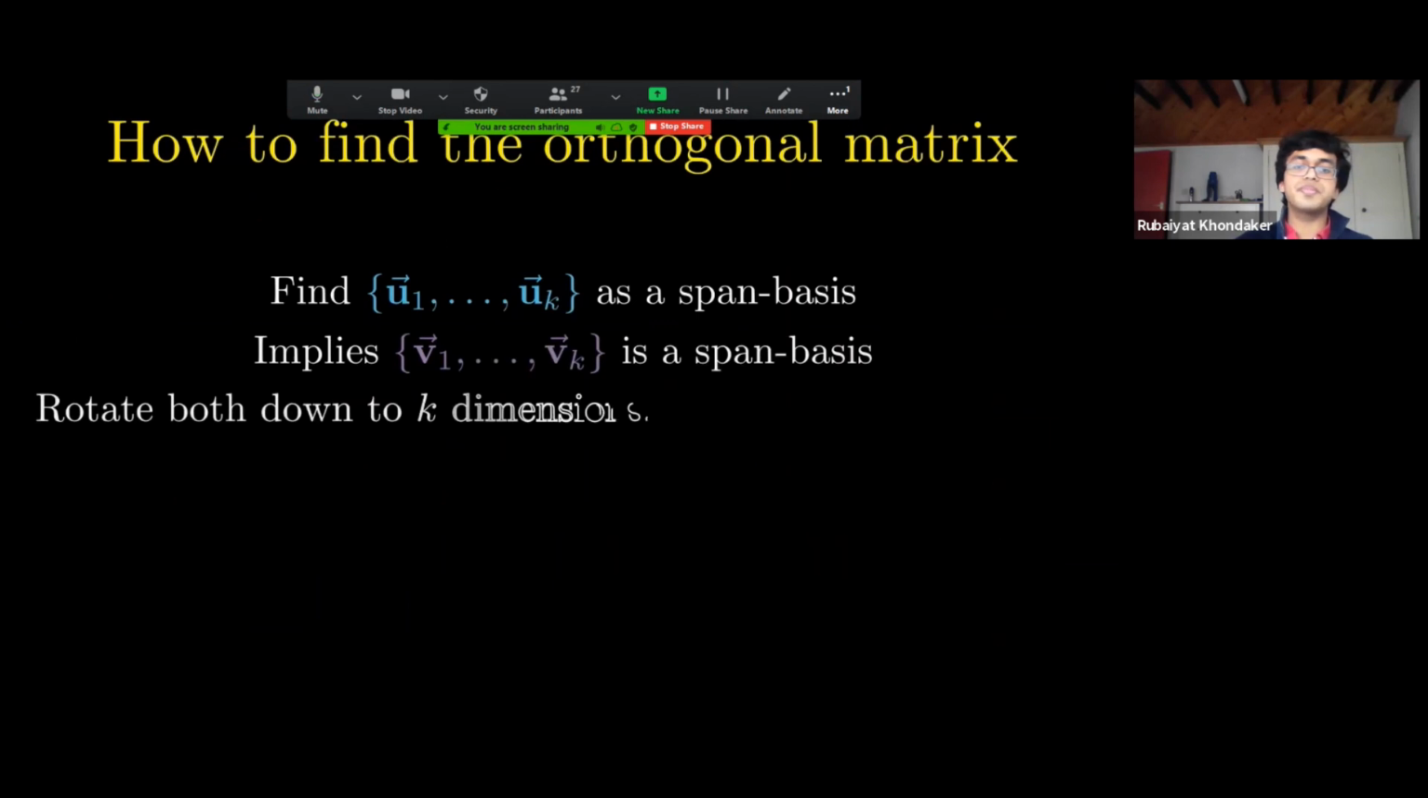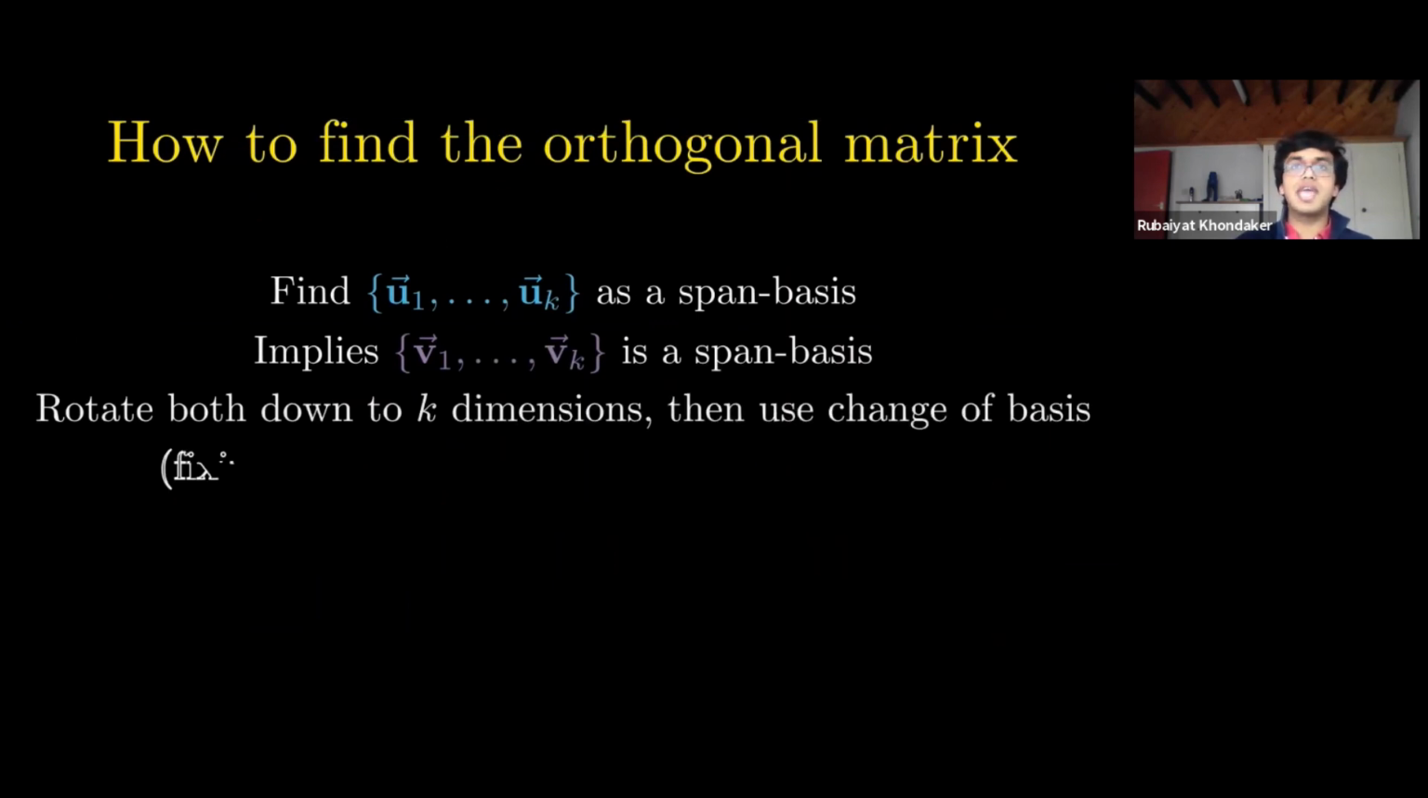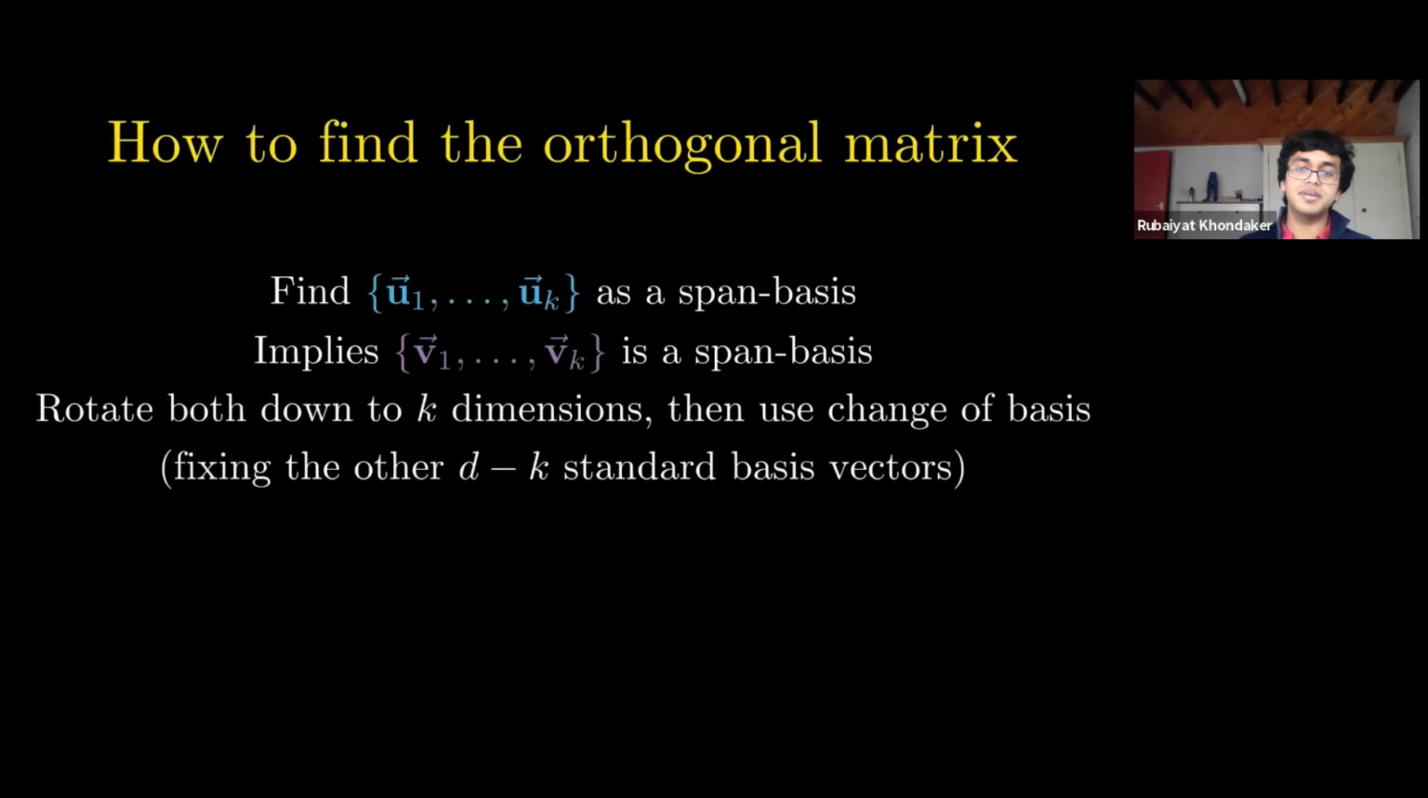So all you do is rotate them both down to k dimensions, and then use a k-dimensional change of basis matrix. Technically, you'd have to also fix the other standard basis vectors to make it a fully d by d square matrix. But that's just by the by.